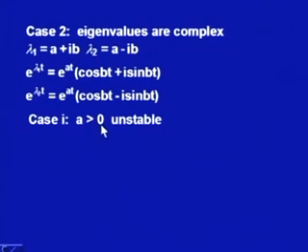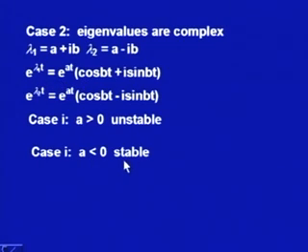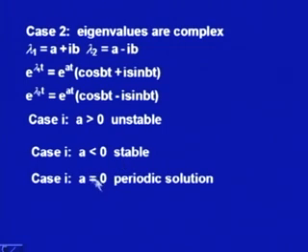In the case when a is positive, we will always go away from 0 because of this positive exponent, and in that case we say the solution is unstable. However, in the second case, when a is negative, this term will always go closer and closer to 0, and the other part remains bounded. So, the total term will be going closer to 0, and we say that the solution is stable.